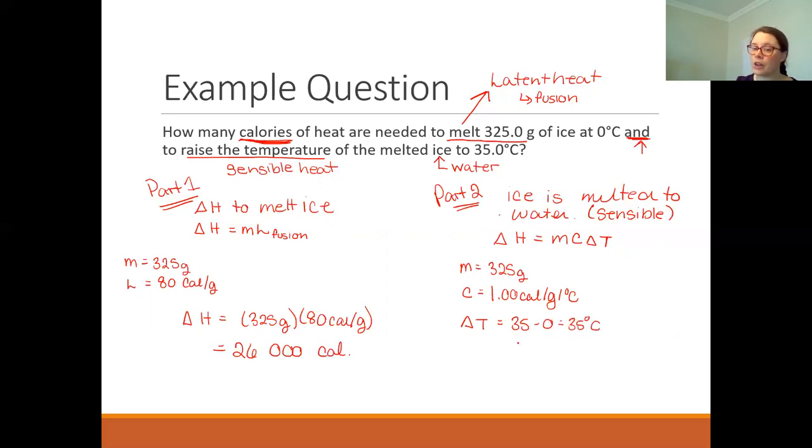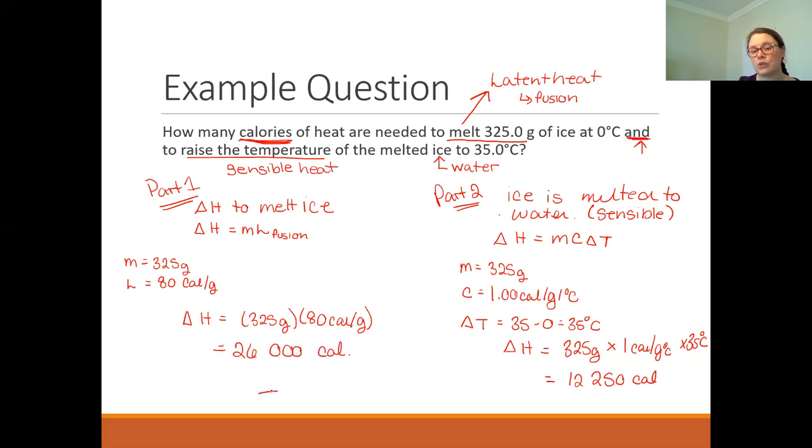So now we can put all of that into our formula. So heat is equal to 325 grams times 1 calorie per gram degree Celsius times 35 degrees Celsius. Combining all that together in our calculator, we find we have 12,250 calories of heat.